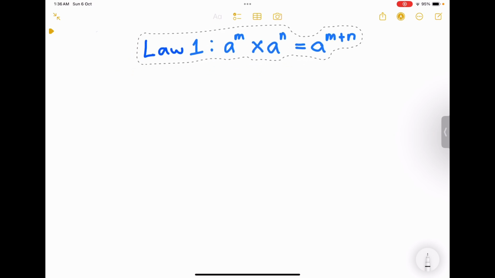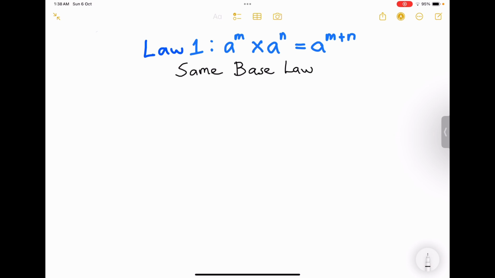I will now rename Law 1. From now on, Law 1 will be known as the same base law. How do we use the same base law? Obviously, it can only be used when the base is the same.